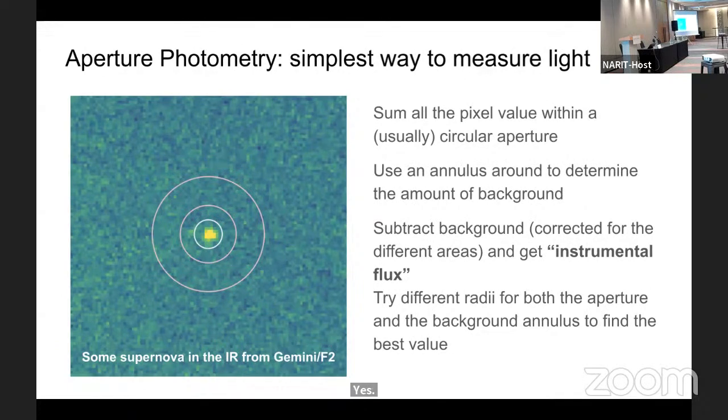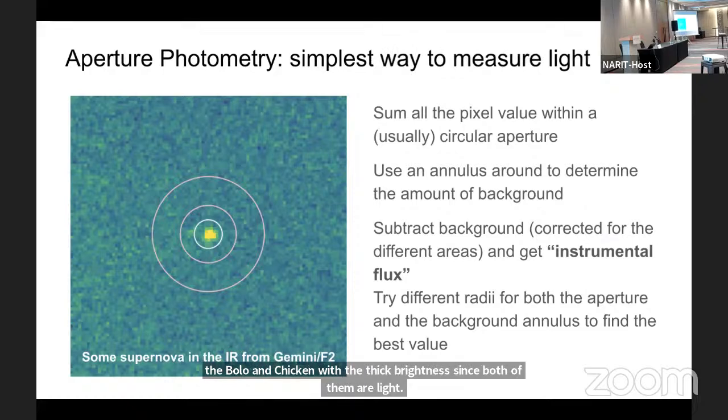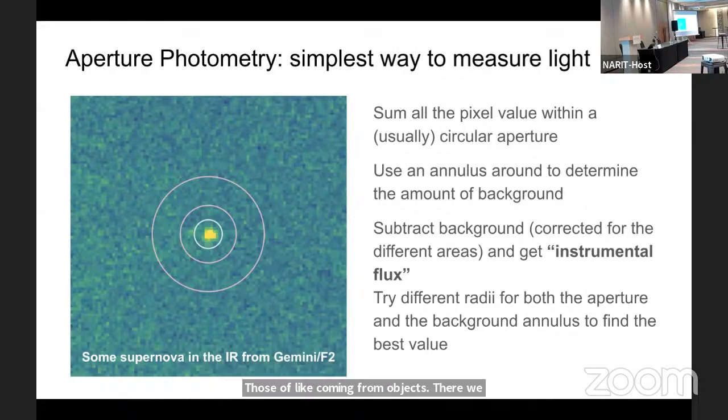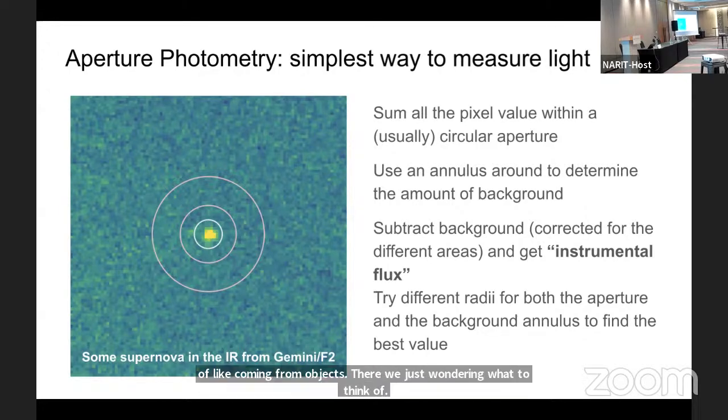I was just wondering what's the difference between bolometric magnitude and surface brightness, since both of them are like total light coming from objects. So what's the difference between bolometric magnitude and surface brightness?